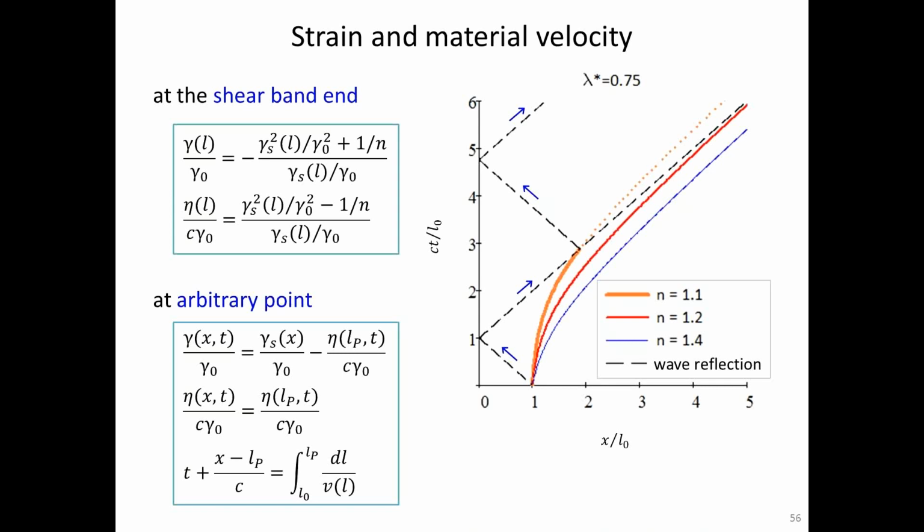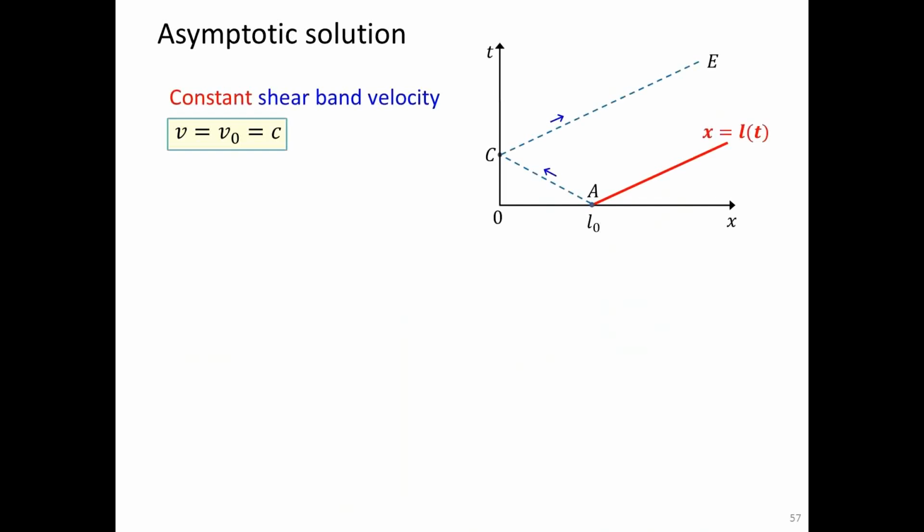This is definitely a function of n. So I wanted to think about a little bit simpler solution inside of this exact solution, which is the motivation to define this asymptotic solution here. In this asymptotic solution, I was assuming the shear band velocity is accelerated to the velocity of the elastic wave, which is c here. So basically, this is the upper bound of the shear band velocity. Since the shear band propagation velocity and the wave velocity are the same, this wave never comes to the fracture tip.